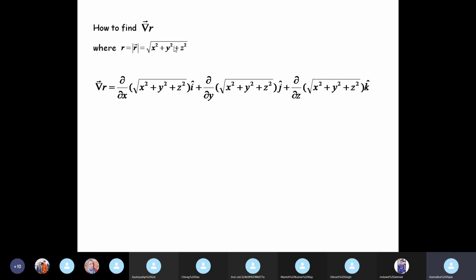So for example, how to find grad r, where r is the magnitude of the position vector. Okay, so this r means the magnitude of the position vector, which is root over x square plus y square plus z square. Okay, so what does grad r mean?